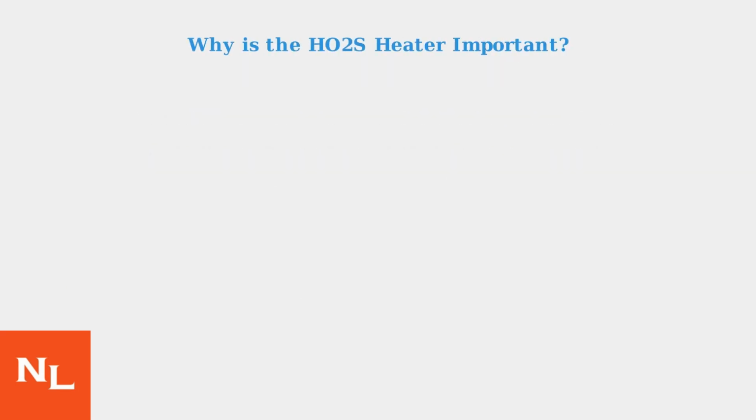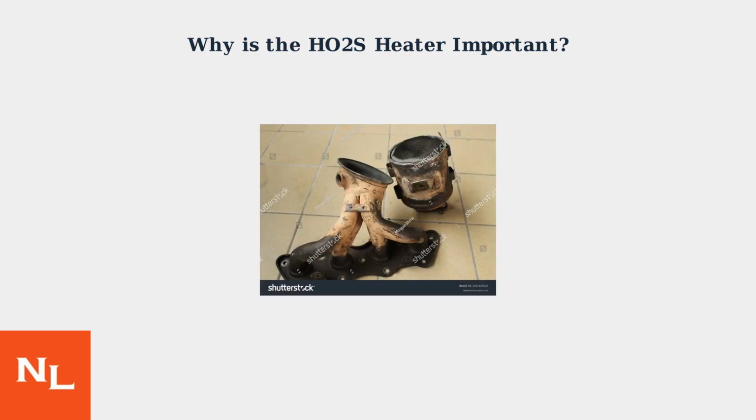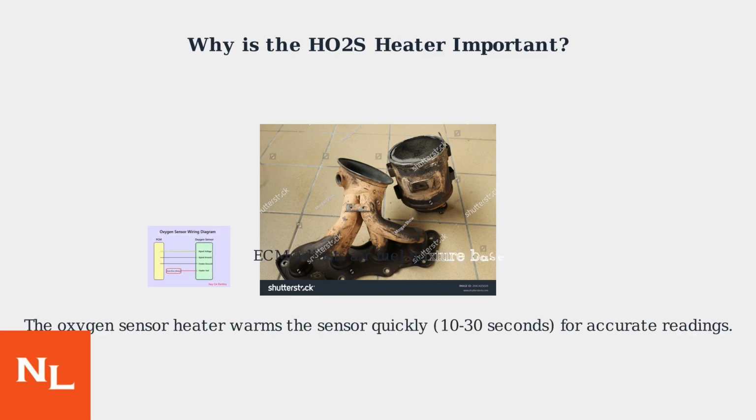The oxygen sensor heater ensures the sensor reaches its optimal operating temperature quickly, usually within 10 to 30 seconds, even in cold conditions. This rapid warm-up allows accurate oxygen level measurements in the exhaust. Without a functioning heater, the sensor takes much longer to warm up, resulting in inaccurate readings. This inaccuracy affects the engine control module's ability to properly adjust the air-fuel mixture.